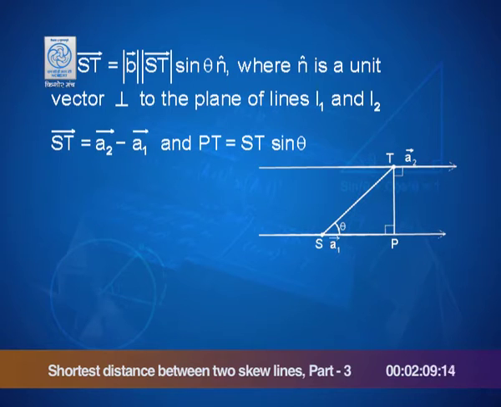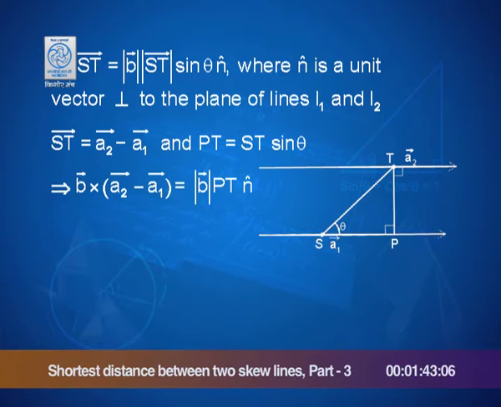Now, this vector ST is known to us as vector a2 minus vector a1. Using just trigonometry in the triangle SPT, the distance PT is nothing but ST sine theta. So, I need to now use this, and replacing in the relation B cross vector ST, I get B cross a2 minus a1 is equal to magnitude of the vector B into PT, because the magnitude of vector ST is same as distance ST.